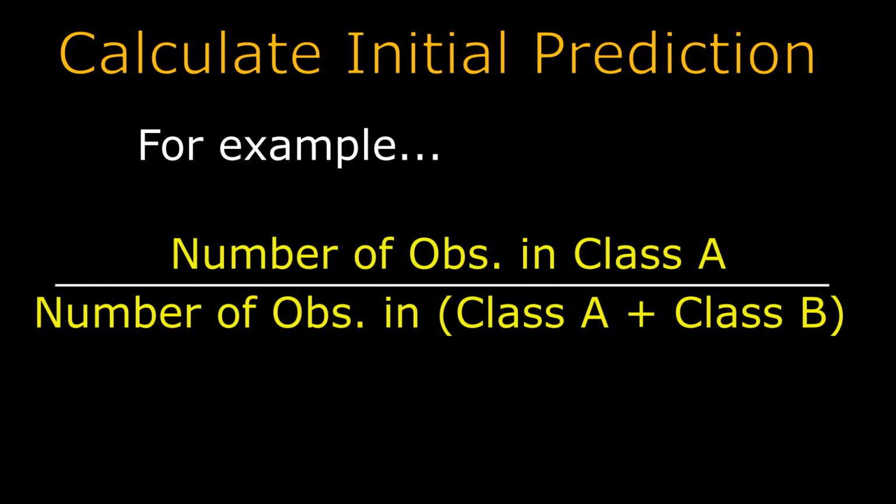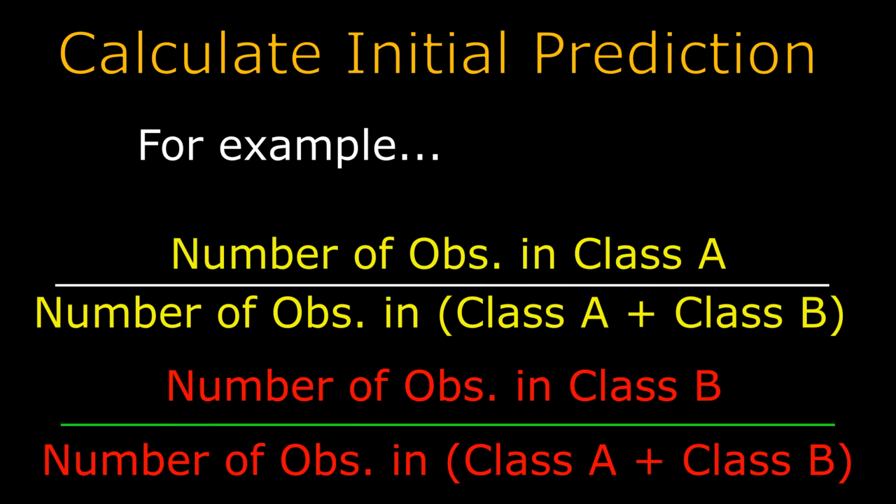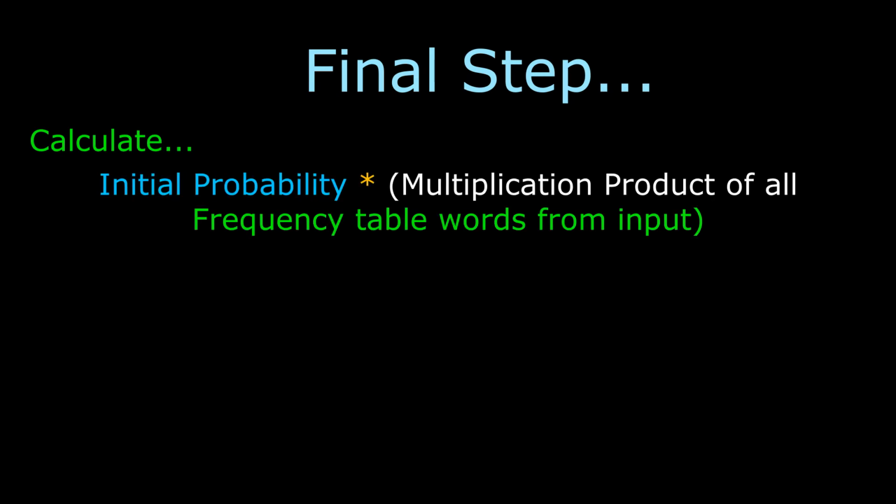Next, you want to calculate the initial probability of predicting each class. So it's as simple as finding the number of observations in class A and dividing that by the total number of observations in the training set. You do the same thing for class B, C, D, E, F, G, and so on, but with just this example in mind, you just do the same thing for class B since we are only distinguishing between two separate classes.